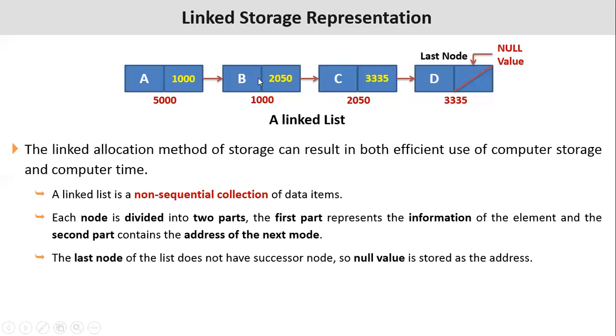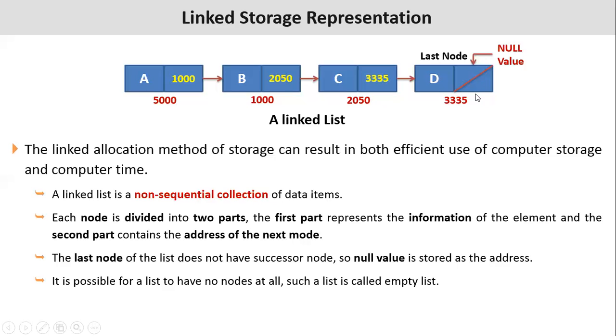A to D, in which A is a node and B is the successor node of A. Here B is a node and C is the successor of the B node, and D is a successor node, and D has no successor node, so it stores the address as null. It is possible for a list to have no nodes at all. Such a list is called an empty list. It is also one possibility.